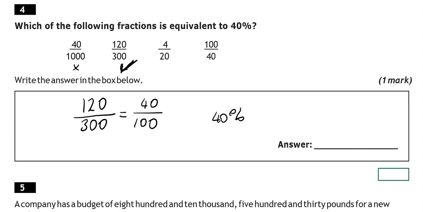But even if you do, to get from 20 to 100, multiply by 5. So we'll do the same here. That is 20 out of 100, which is 20%. And then again, this is not going to be 40% because it's 100 out of 40. So that is much higher than that. So the answer is 120 over 300.